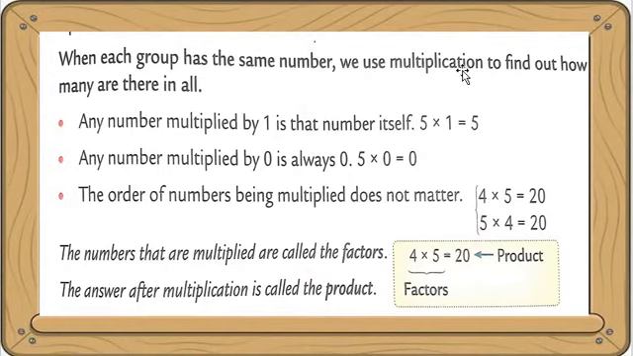So we use multiplication to find out how many are there in all. Understood? When we are using that, we find it by multiplication because of the same number. There are 4 groups, and each group has how many teddies. So at that time we use multiplication to find out how many are there in all. Got my point, all students? Okay, now here are some instructions useful in our multiplication chapter.